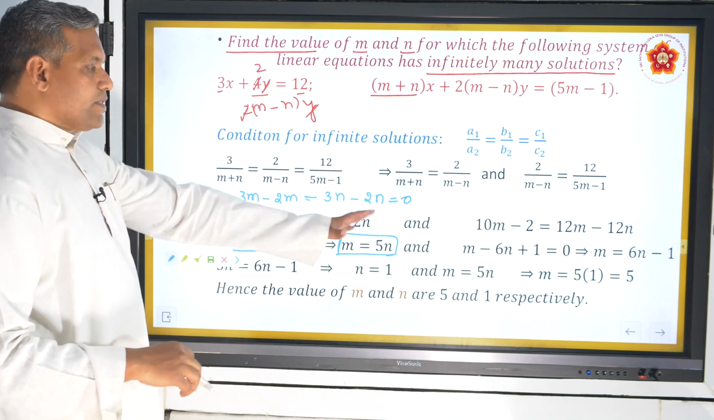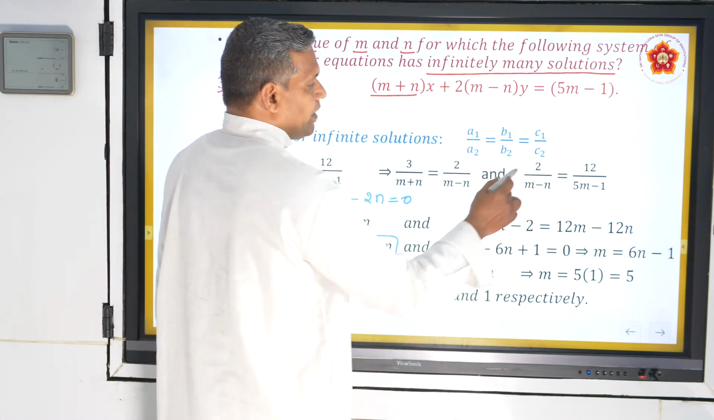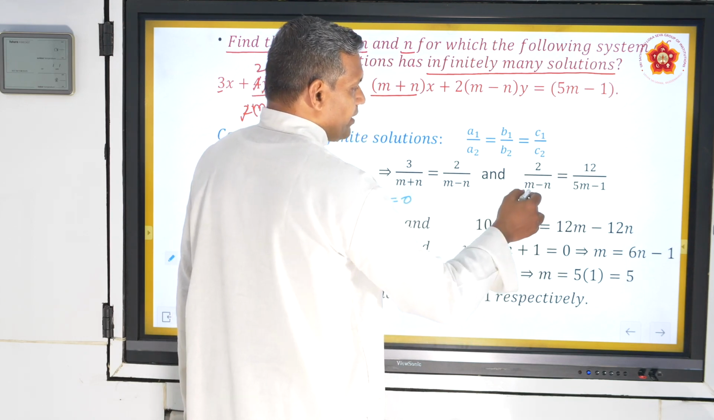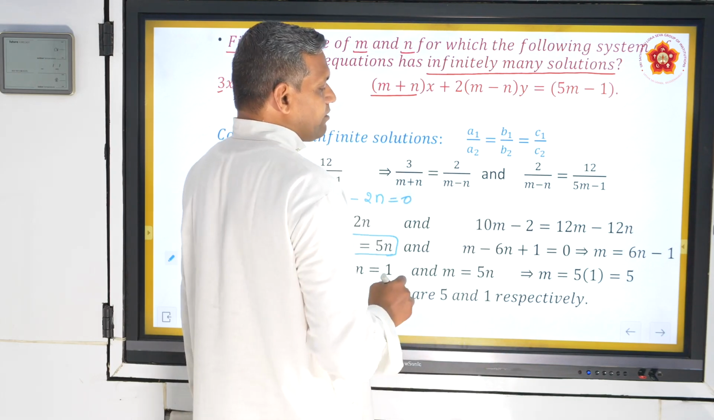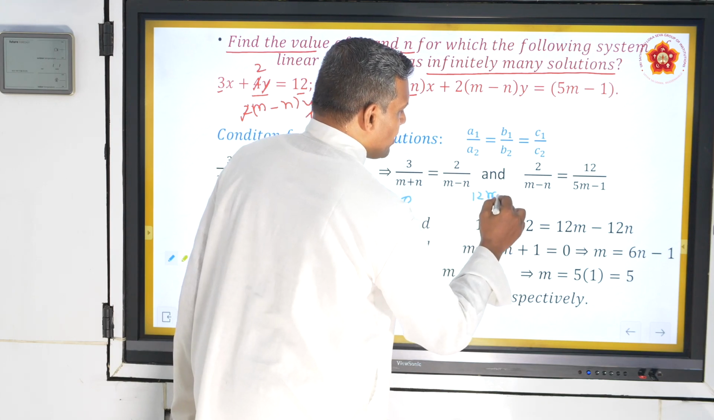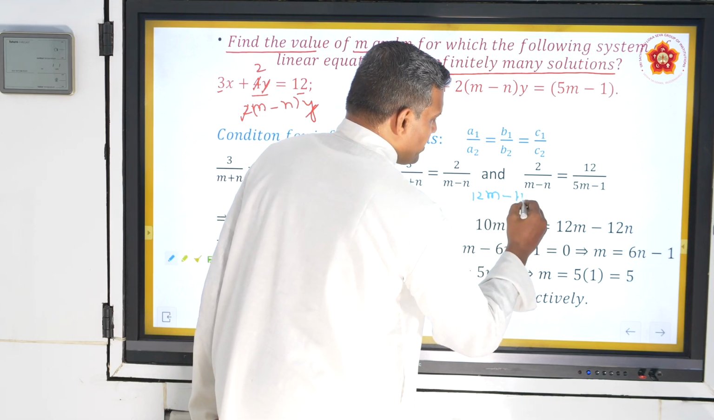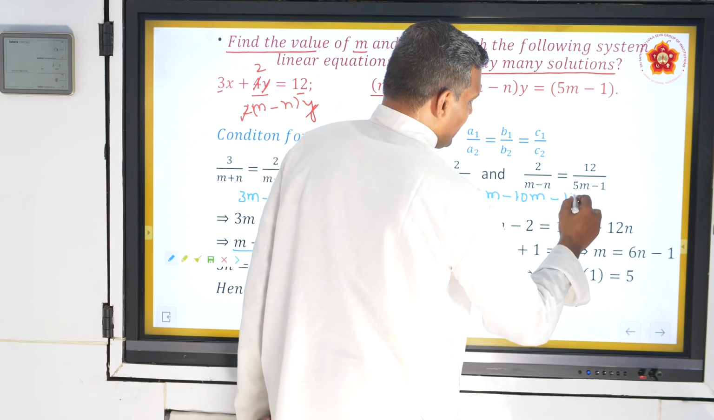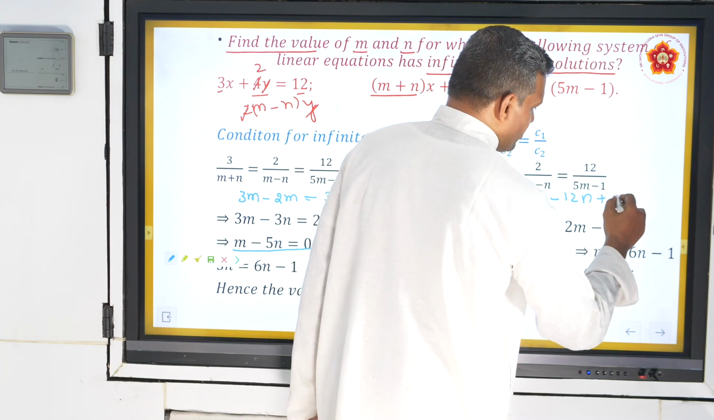Now solve the other side. Here you have to compare these two things. 2 5s are 10m, and 2 1s are 2. 12 into m is 12m, 12 into minus n is minus 12n. I will take this 12m first and transpose the 10m, which is positive, so it becomes minus 10m on that side. Then I have minus 12n, and minus 2 transposed becomes plus 2.